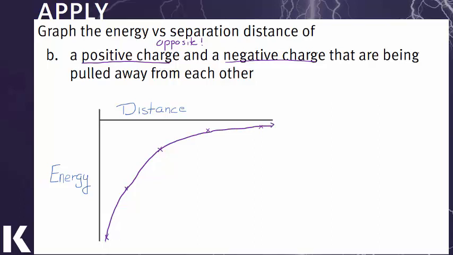And notice, as before, as we increase the distance, we will still be approaching zero. Since at an infinite distance, the potential energy between both like charges and opposite charges will be approaching zero. So now you should feel more comfortable graphing the change in potential energy as we move charges either towards or away from each other.